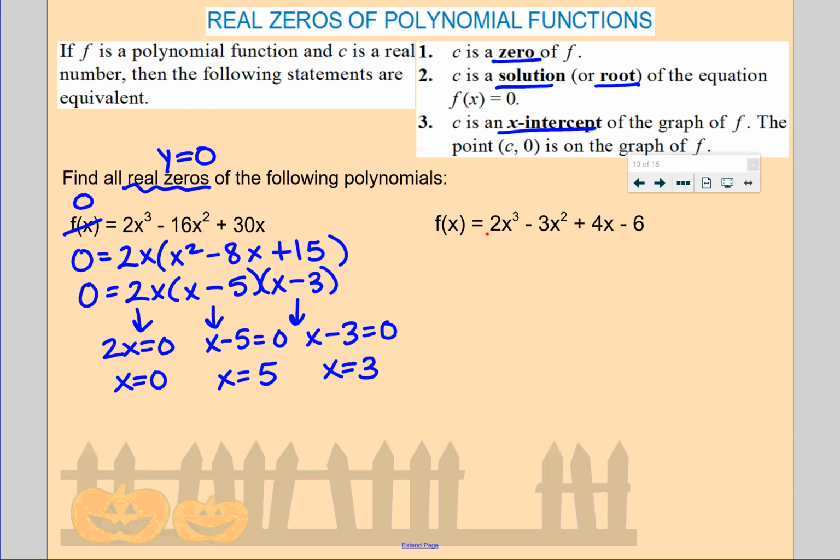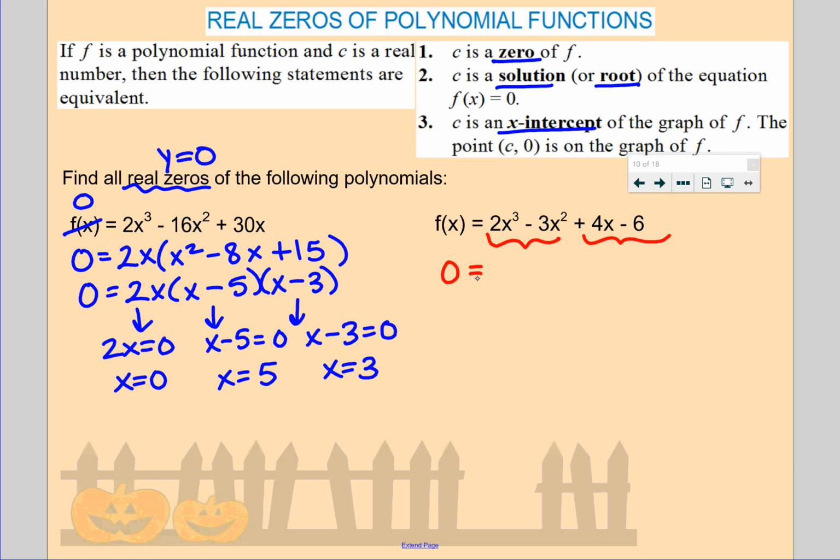If you guys remember doing this, we reviewed it a little bit at the beginning of the year, I think in August. This is where you pair your terms up two and two. If you have four terms and they don't have anything in common, likely you are going to factor by grouping, pair them up two and two. So how we do this, we factor out what they have in common from each pair.